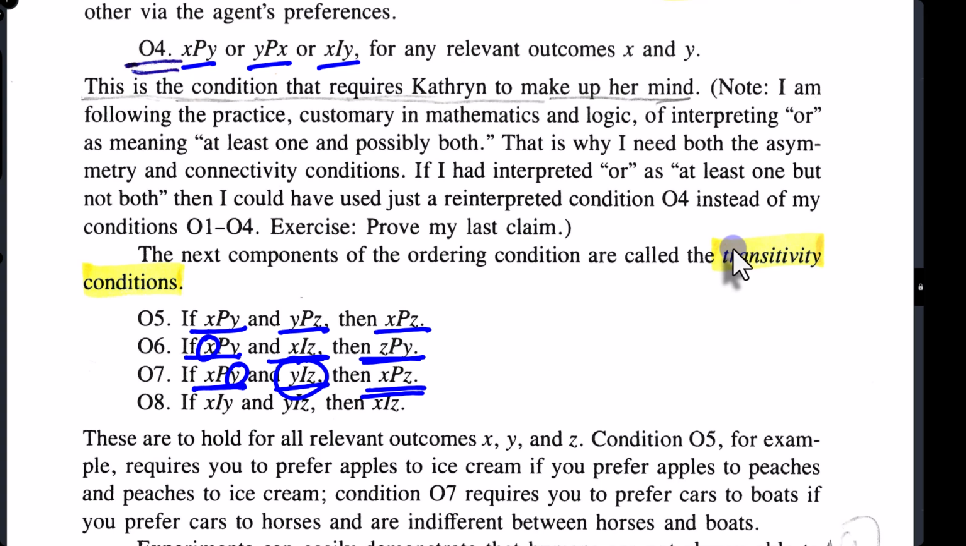Okay, so that's all of them except for this last one. If an agent is indifferent between X and Y and also indifferent between Y and Z, then the agent will be indifferent between X and Z.